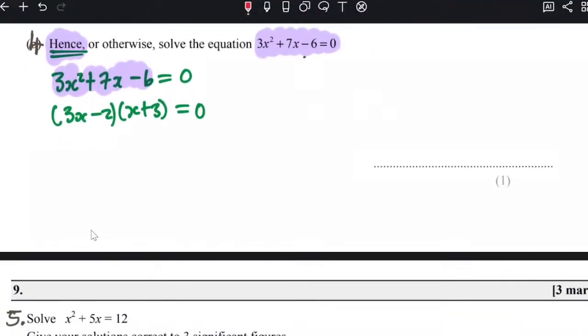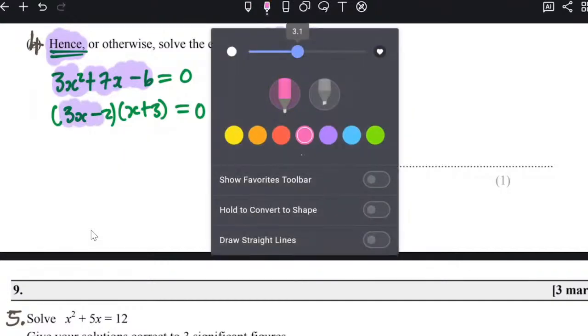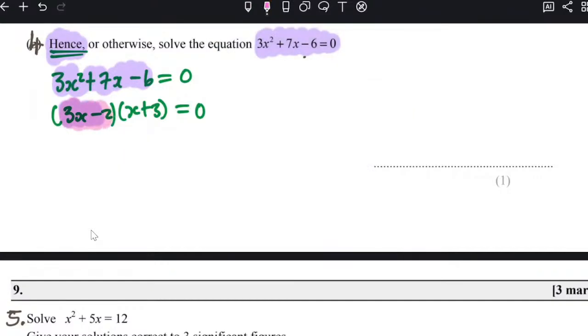Now you have two brackets equal to 0. This is the easiest. You should close it out, students. You know that two things multiply to give you 0, which means one of them is 0. We make them both 0. You say let 3x minus 2 equal to 0, and also x plus 3 equal to 0.